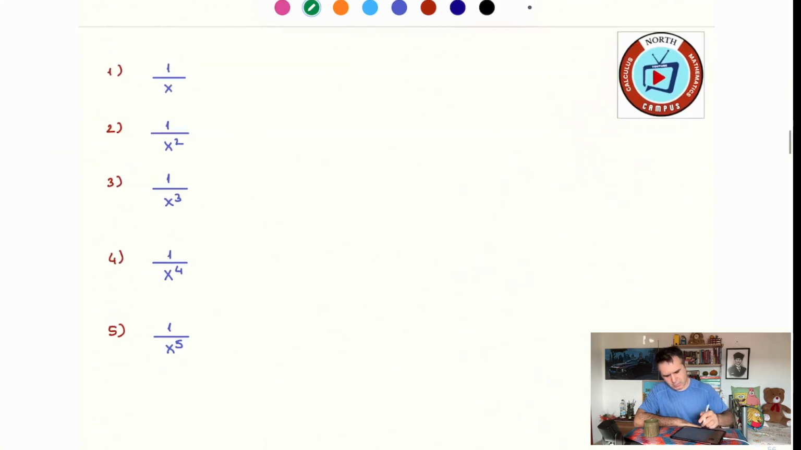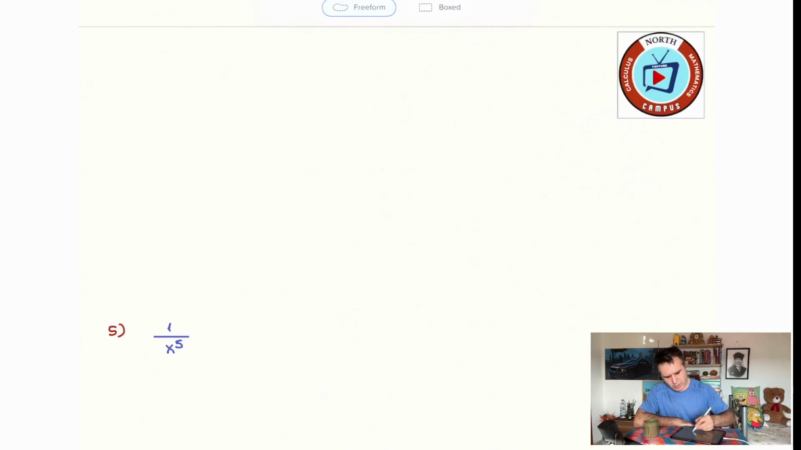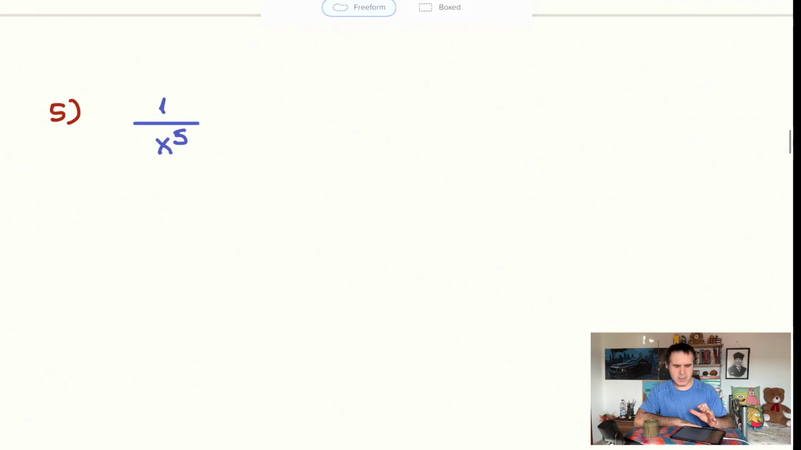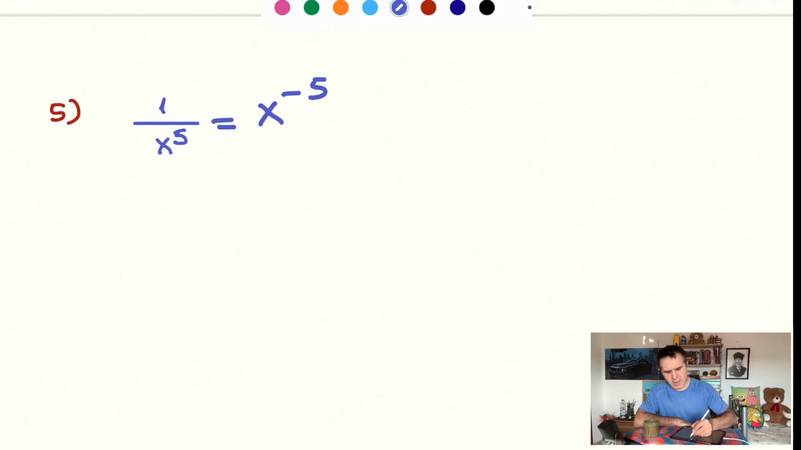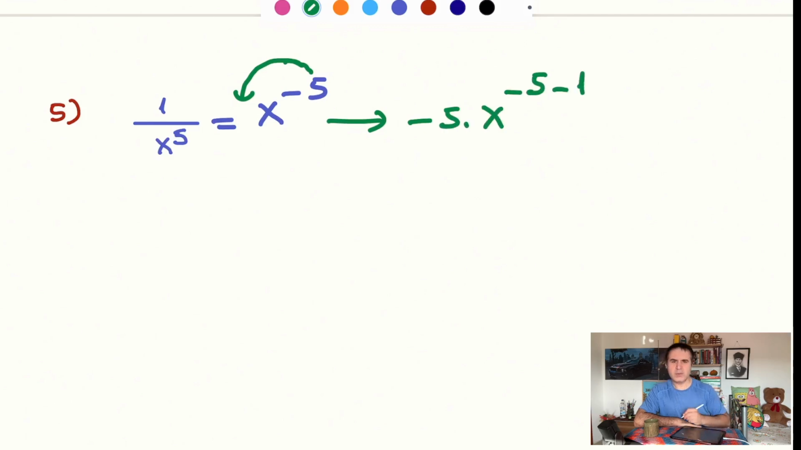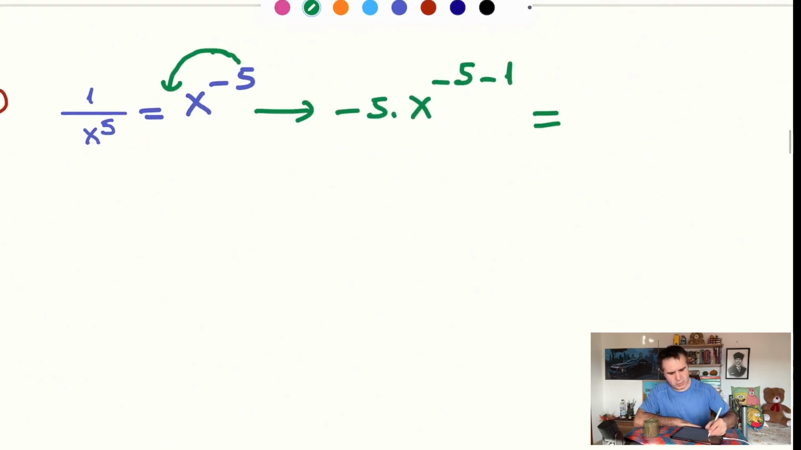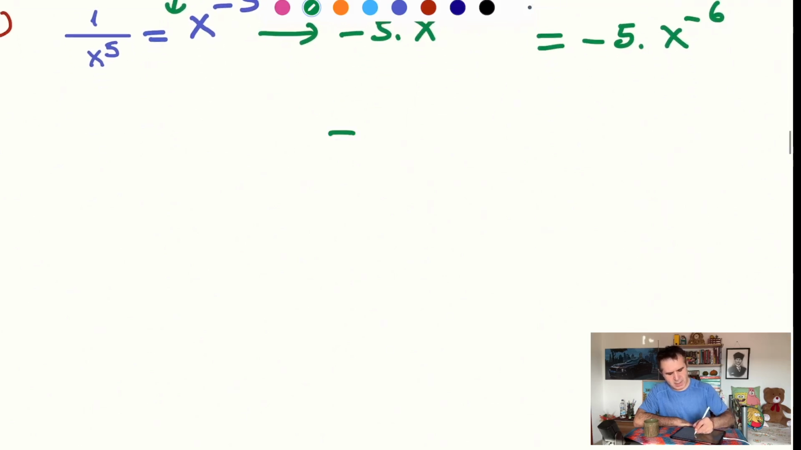And the next question was 1 over x to the 5. Again the same rule. We will write this function as a power function, x to the minus 5, and to take the derivative, we will take the exponent here as multiplication, minus 5 times, then subtract 1 from the exponent, and this will be equal to minus 5 times x to the power of minus 6, and this can be written as minus 5 over x to the 6.